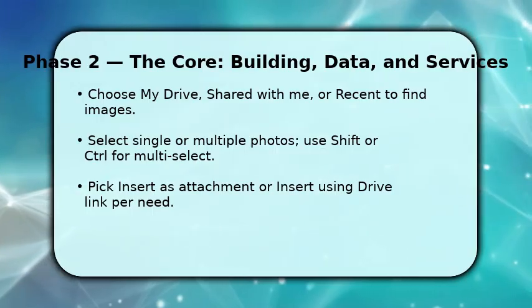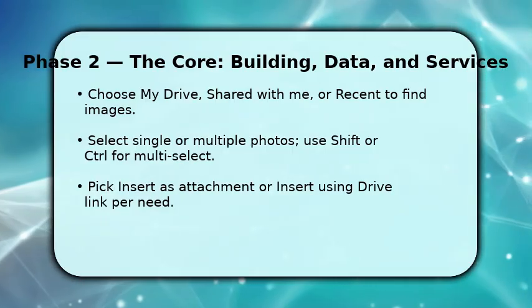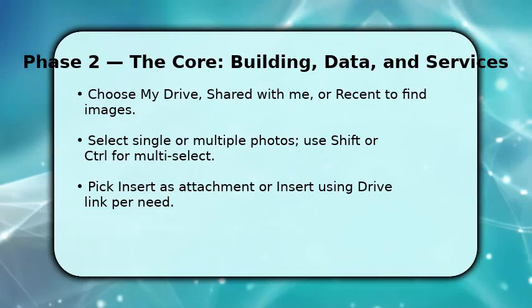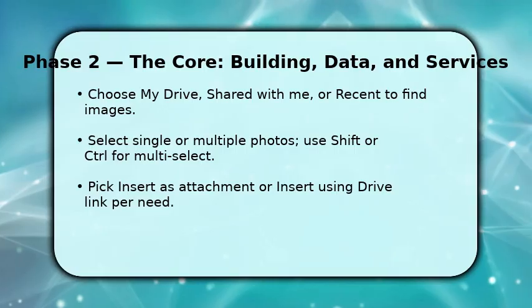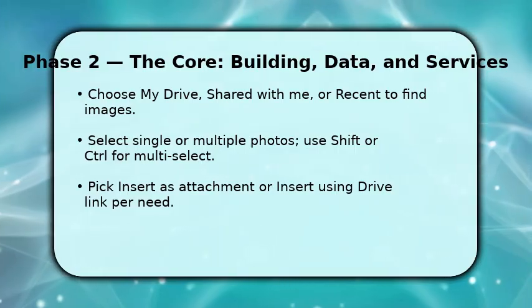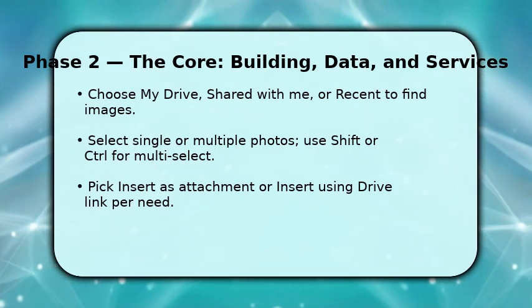Next, decide why. If recipients need to download, choose Insert as Attachment. If you want cloud access and permissions, choose Drive Link. Make sure to check the permission drop-down at the bottom. Change access to anyone with the link or restrict to specific people before inserting.